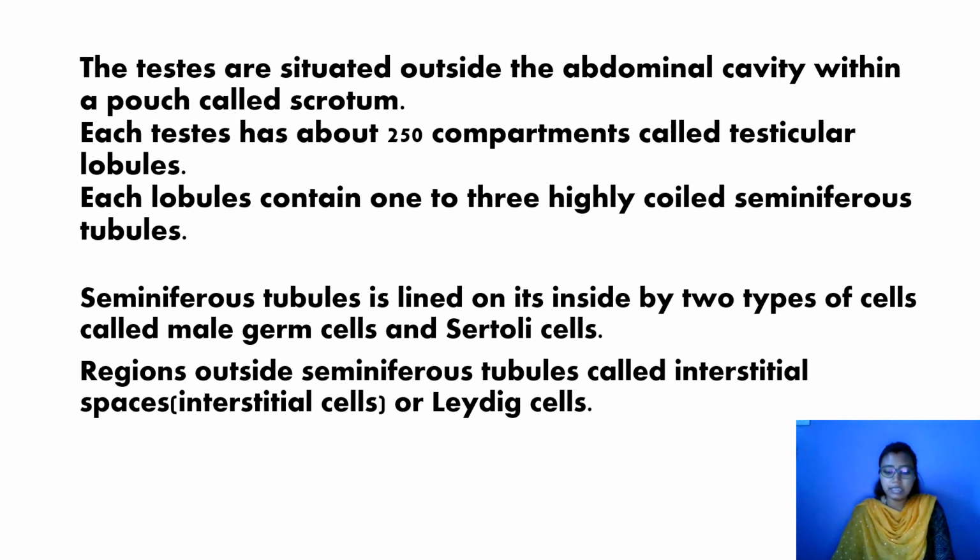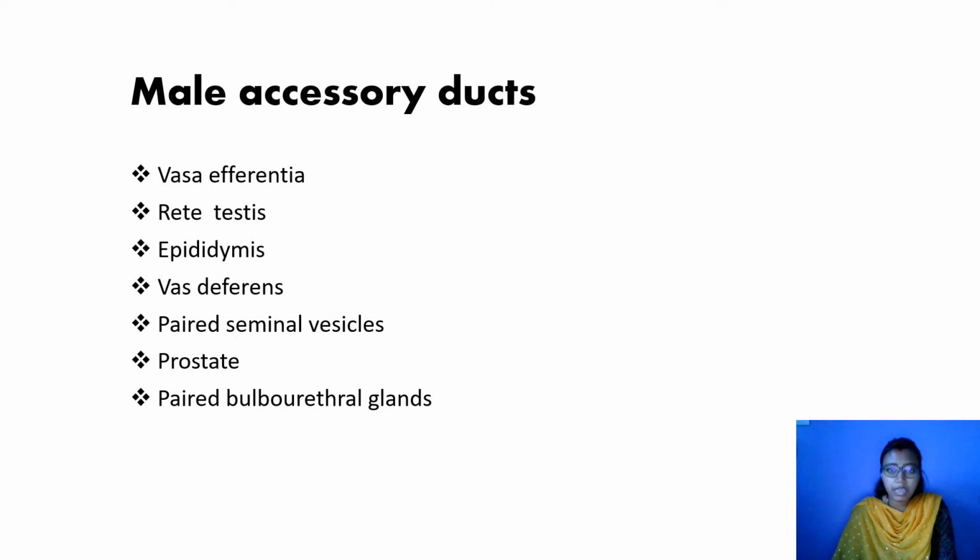The Leydig cells synthesize and secrete the testicular hormones, which are known as androgens. The male accessory ducts include vasa efferentia, rete testis, epididymis, vas deferens, paired seminal vesicles, prostate, and paired bulbourethral glands.